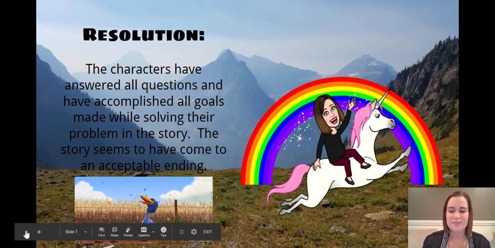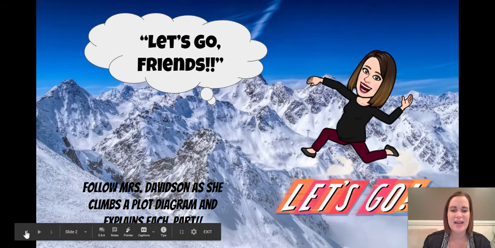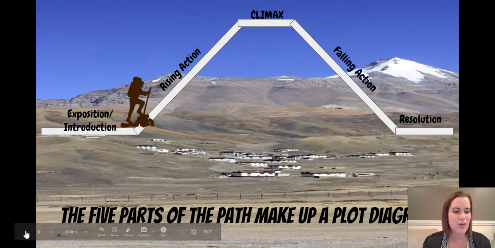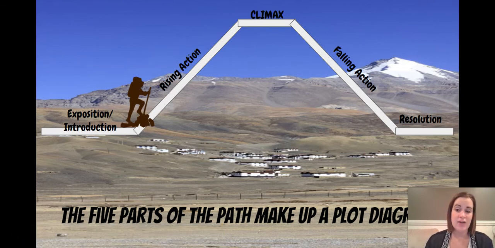Okay, so let's go back over those different parts. Again, the plot diagram starts with the exposition, the introduction. Then there's the rising action. Then the climax. Then the falling action. And then the resolution. So those are the parts of a plot.